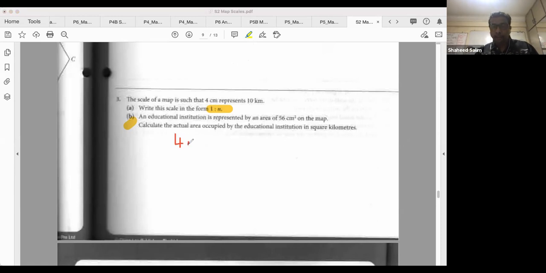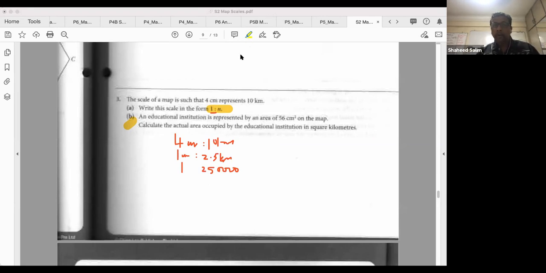So 4 cm to 10 km. You find 1. Why must you find 1? Because this is what is given there. 1 cm, you divide by 4, get 2.5 km. But remember, you cannot just leave it in km. You must change it to cm, so it becomes 250,000 cm. And then in the answer, you cannot put the unit. You must only have the scale, so you remove the units. So this is your answer: 1 is to 250,000. That's your answer for A.